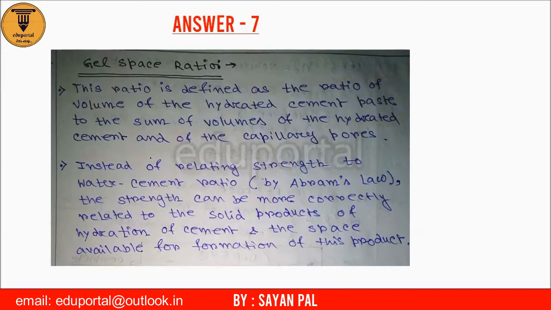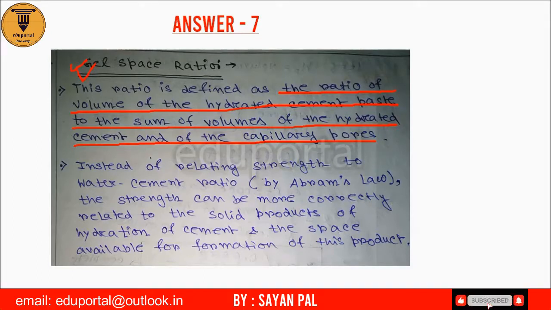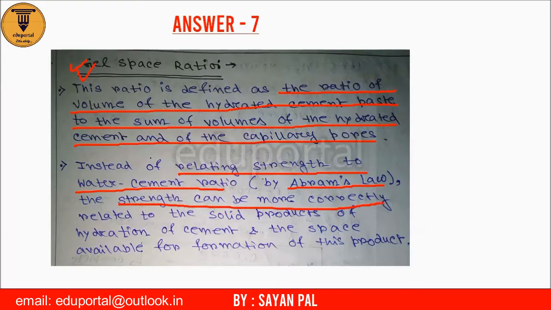So for that we need to know what the gel space ratio is. Okay, so this ratio is defined as the ratio of the volume of the hydrated cement paste to the sum of the volume of hydrated cement and the capillary pore. That is the ratio of the volume of hydrated cement paste to the total volume. Okay, so in Abram's law we can see that it relates the strength to the water cement ratio, but here it is said that the strength can be more accurately related to the gel space ratio.